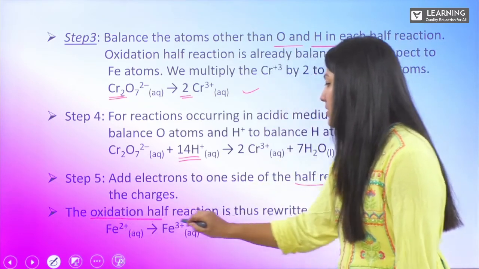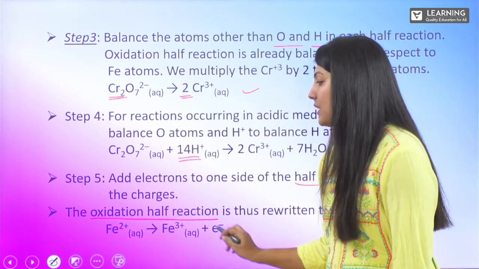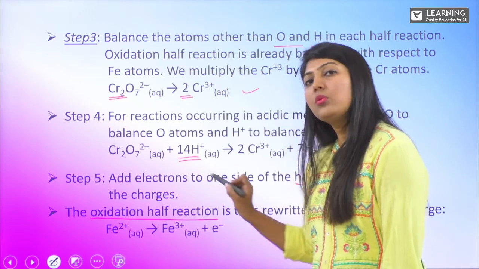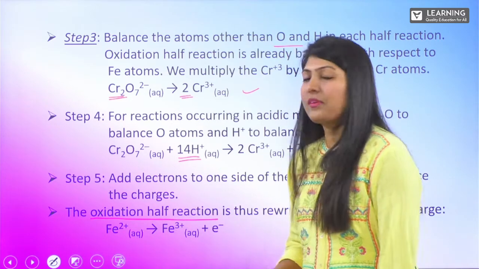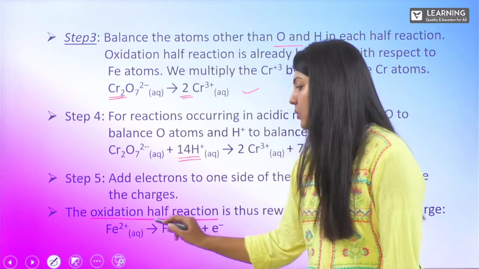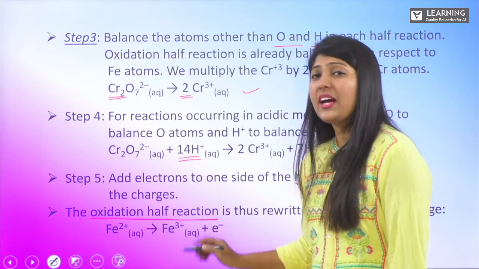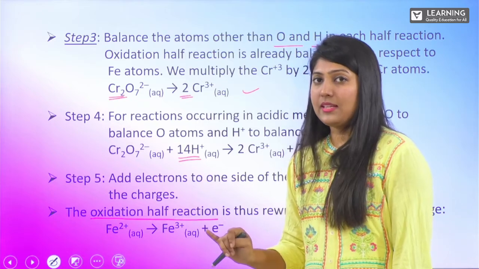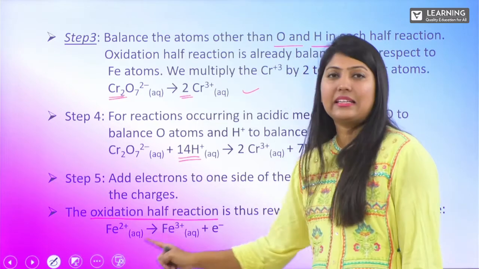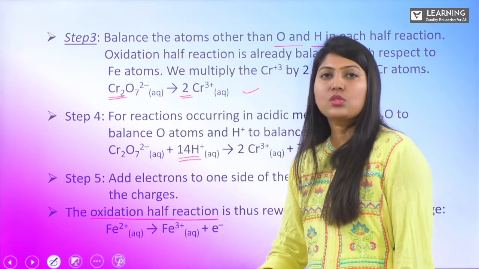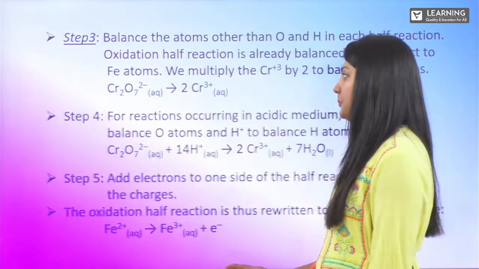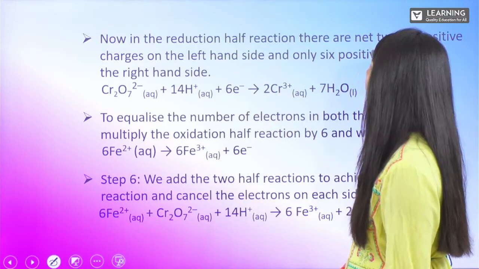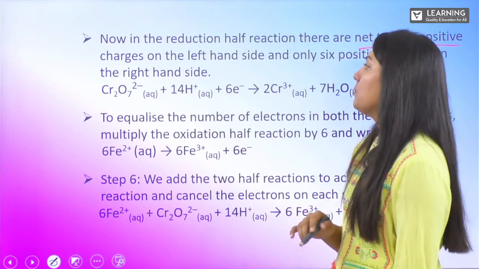This is the oxidation half reaction. What are the electrons we are removing here? From Fe2+, we are removing 1 electron to get Fe3+. So Fe2+ to Fe3+. Here we are not adding water molecules, not H+ ions, not OH- ions, because there is no oxygen on either side. Got it? Good. Now the reduction half reaction, here there are net 12 positive charges.